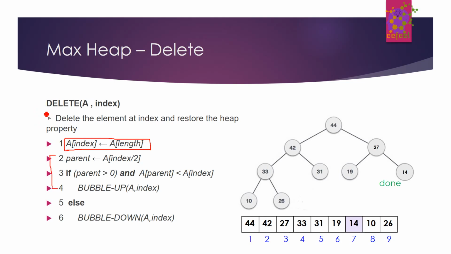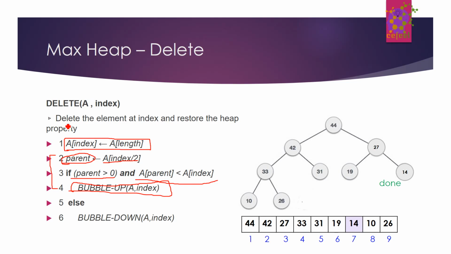For the bubble up property, we first have to calculate the parent. The parent, as we know, is located at index by 2. So we first compute the parent, and then we check if the parent is valid, which means the parent is not negative, so there is at least a valid parent, and if the parent is less than the new node, the node that we replaced. If that is the case, then we need to do a bubble up, which means we bubble the element up towards the root.